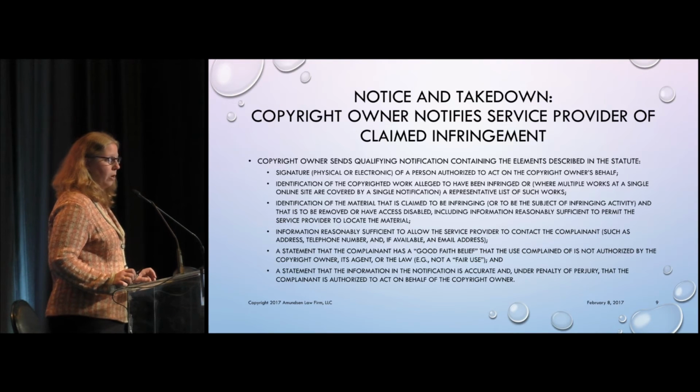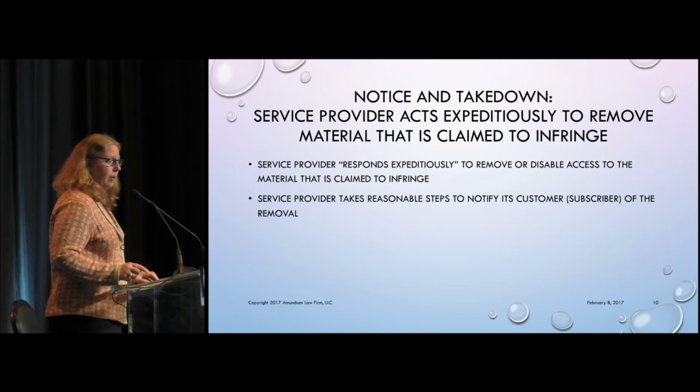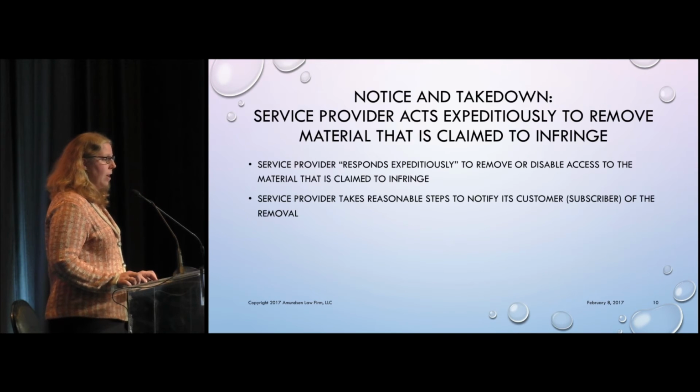Then it has to state that the complainant has a good faith belief that the use complained of is unauthorized, and it has to state that the information is accurate, etc. So those are just kind of legalistic requirements, but basically they have to tell you what the information is that they want taken down. And once you receive that, then you have to respond expeditiously to remove or disable access to the material and take reasonable steps to notify your customer or subscriber. Now, reasonably expeditious is not defined within the statute, so I think there is some flexibility there, and basically you have to not drag your feet on it.